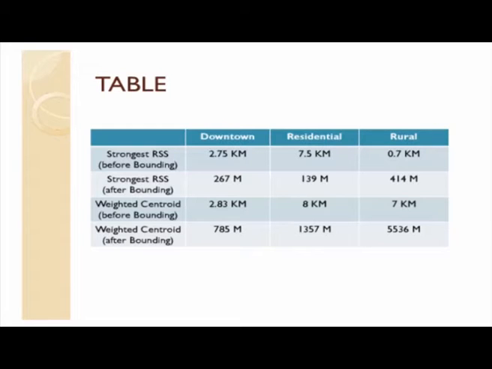But now see in the weighted bounding what happened: it was 2.83, that has become 785, not improved as much. 8 kilometers has become 1.3 kilometers, and 7 kilometers has become 5.5 kilometers. So the weighted centroid is still much worse than strongest RSS. This is not according to intuition, because with weighted centroid we are doing better work. Why is it not coming down?